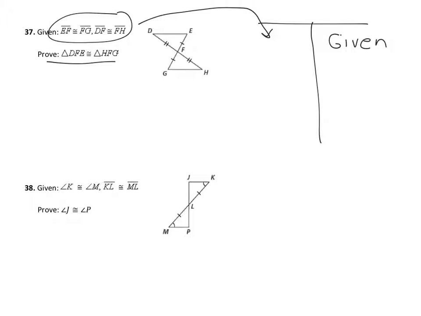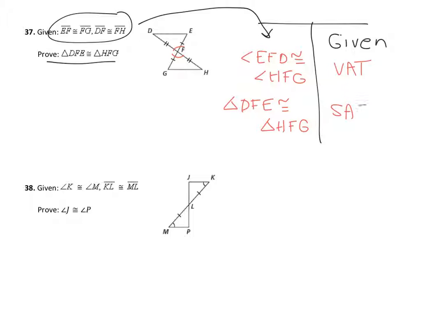So I haven't been given anything else, but I can look at my diagram and write angle EFD is congruent to angle HFG by the vertical angle theorem. So therefore I have enough information. Therefore the triangles are congruent by side, angle, side.